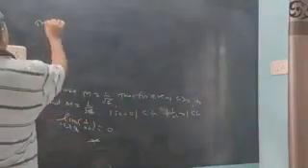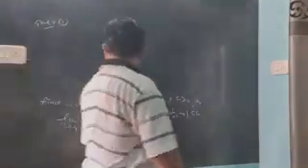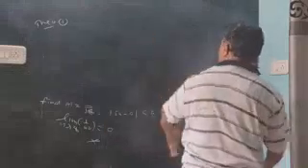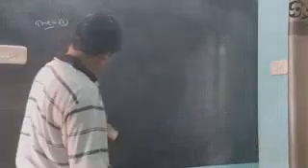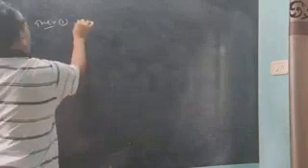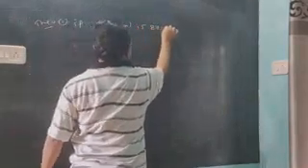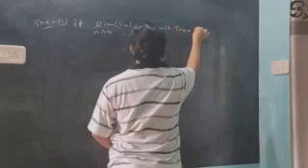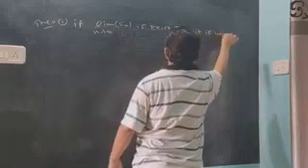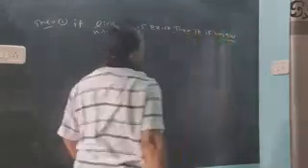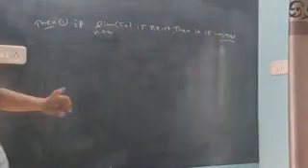Next, now we will take theorems on limits. 3 theorems. First theorem: if the limit of a sequence exists, then it is unique. Only one and only one. Every sequence has only one limit, never two limits.